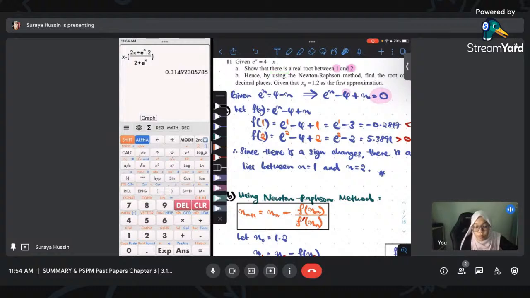Dia kata show bermaksud confirm statement tu betul. So nak tahu macam mana nak show by just using algebraic method. It's always like that. Use the algebraic method. Kalau dia minta sketch, baru sketch. Dia tak minta pakai je algebraic method. Lebih-lebih lagi kalau kita ada ni. Dia yang kata we have a root between a number and a number. And so we can use that number 1 and that number 2.